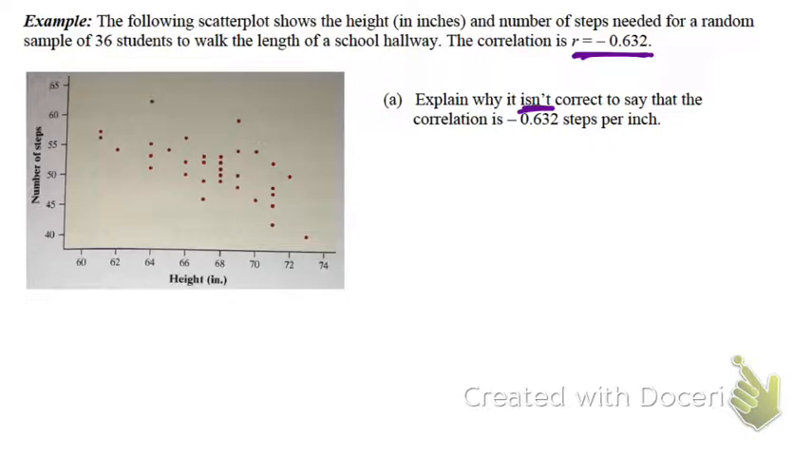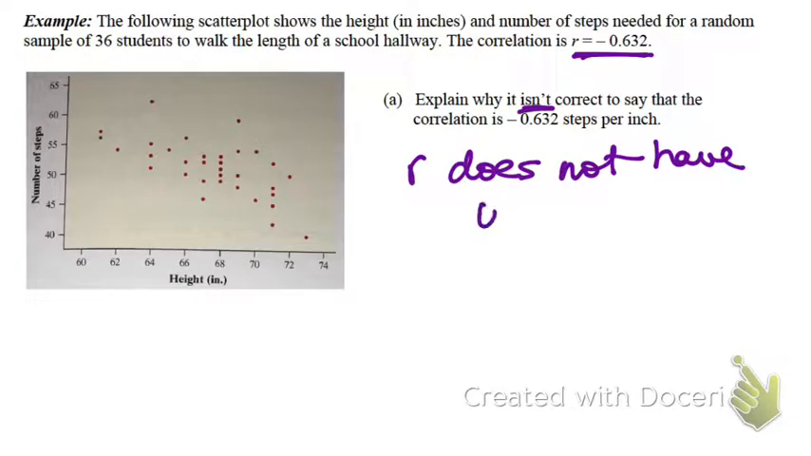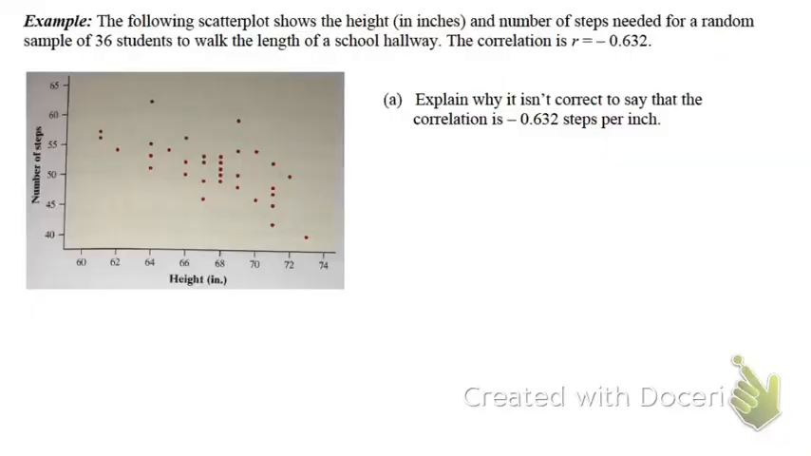Because there are no units. Yes, R does not have units. That's right. There should not be units there. If those units were not there, then this would be correct. You just say the correlation is negative 0.632. What does it mean by units? Units, meaning steps per inch. All right, I get this.